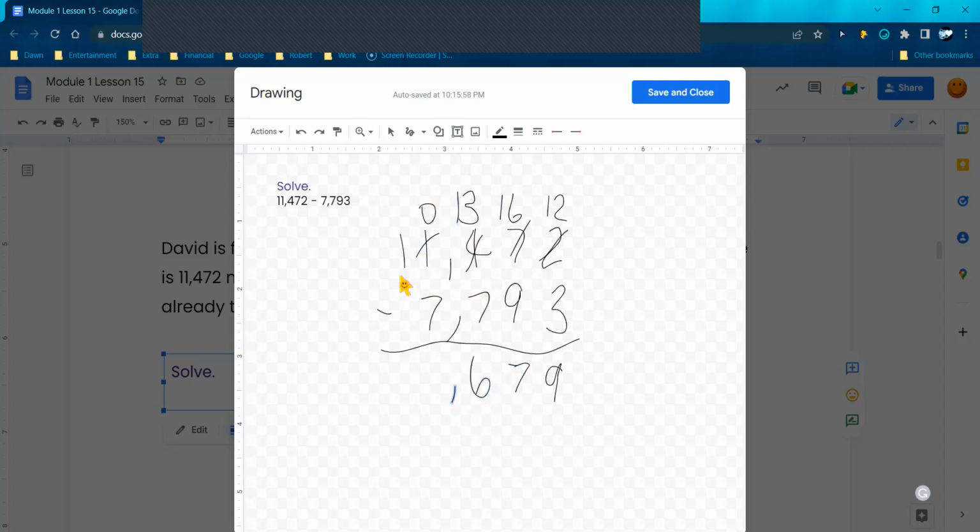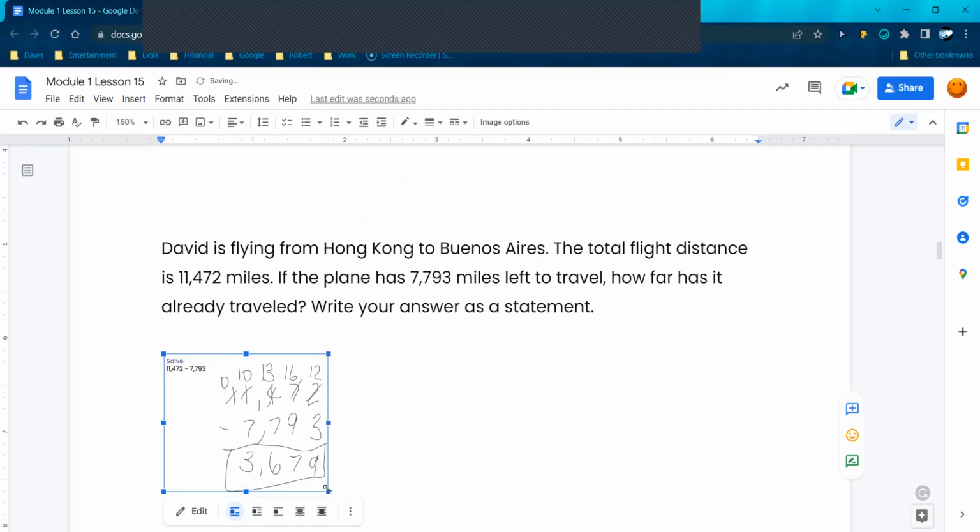And then I do 0 minus 7, which I can't. So I'm going to go over to the 10 thousands. I'm going to cross that off. I'm going to take that 1 ten thousand and turn it into 10 thousands right there. 10 minus 7 is 3. So we have 11,472, taking away 7,793 to get us 3,679.